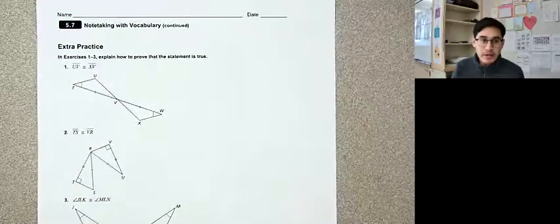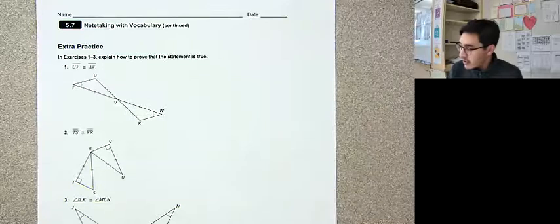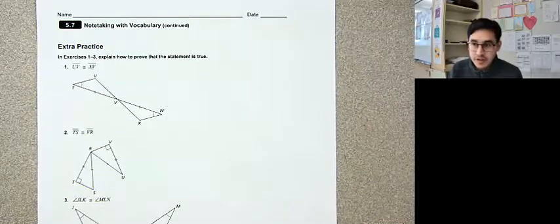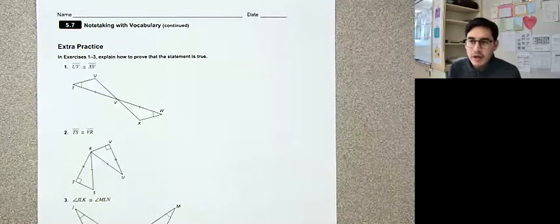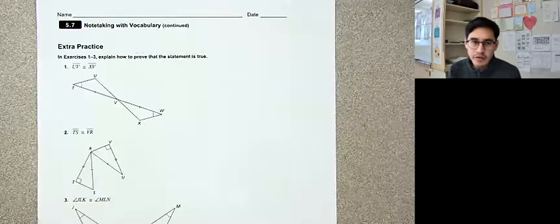This video is going to cover chapter 5.7, which is going to summarize all the different methods that we learned about doing triangle proofs, especially like showing that two triangles are congruent.